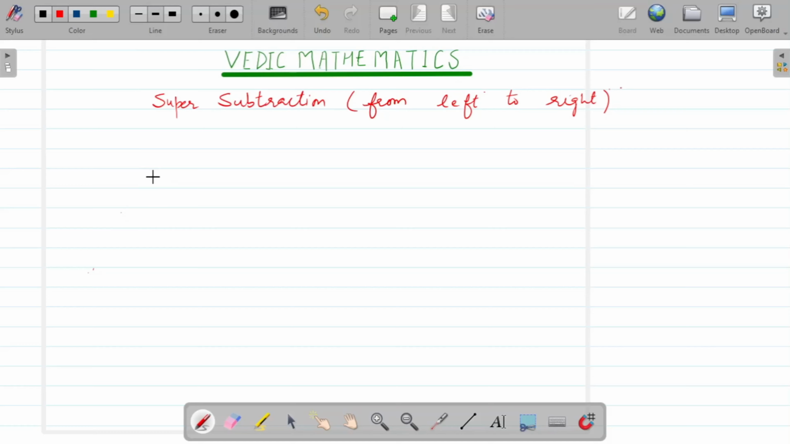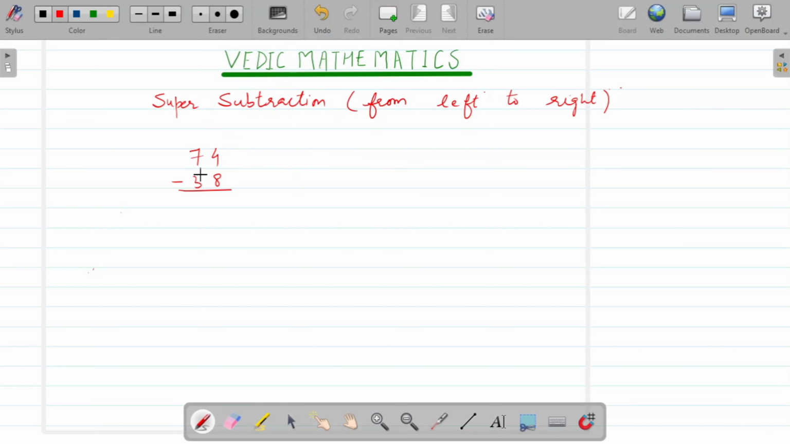Hello students, today we are understanding the concept of super subtraction from left to right. Check this out very carefully. Suppose I have the numbers 74 and 38. We have understood this in simple place value subtraction, but if the number is bigger, then we use this concept, which is very useful. Check it out.